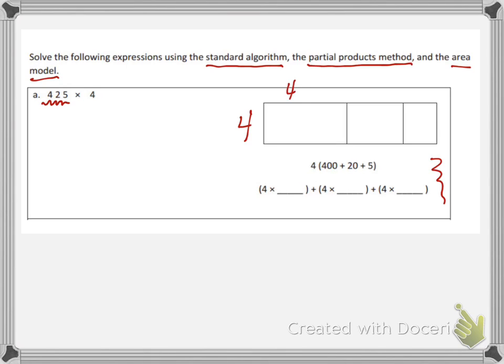So we're going to put a 4 here, and we are going to split up this guy. So there's 400, and we're going to go in the tens, and we're going to split them up, and here's 2, so it's a 20, and then there are 4 ones. And now we can multiply. 4 times 400 is 1,600. 4 times 20 is 80, and 4 times 4 is 16.